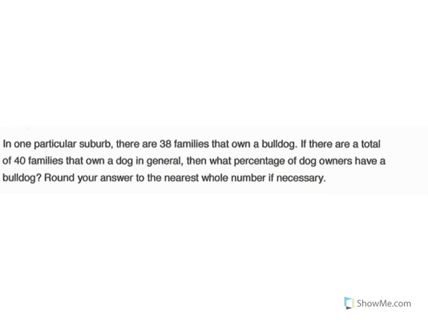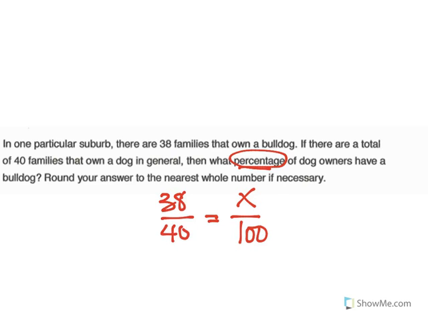Okay, in one particular suburb, there are 38 families that own a bulldog. If there are a total of 40 families that own a dog in general, then what percentage of dog owners have a bulldog? It's a lot of people that have bulldogs. Okay, so I'm looking for the percentage. So I know when I have this percent proportion, I know that I'm looking for that percentage. So that one makes it a lot easier. I know it's 38 over 40, right? So that one, again, is a lot easier. So now I just need to solve it.